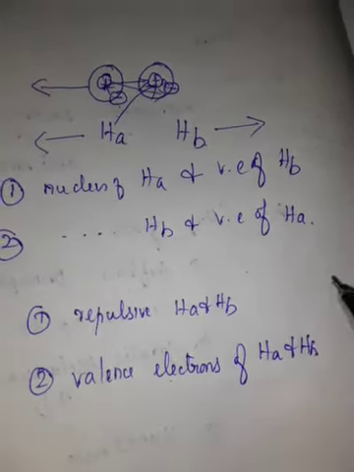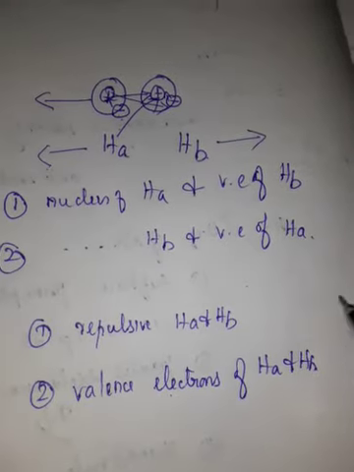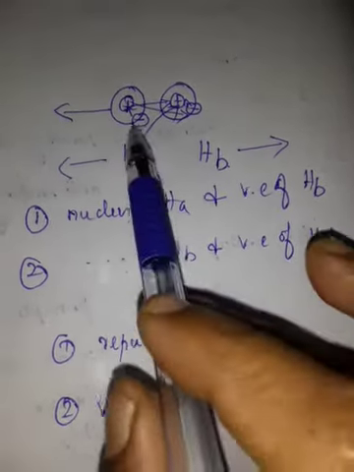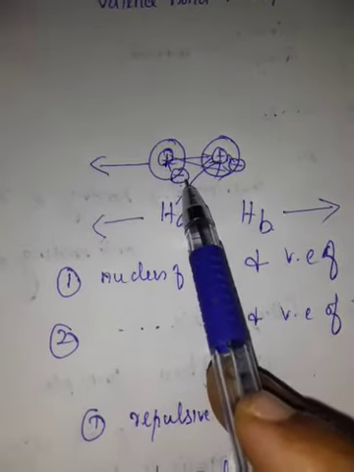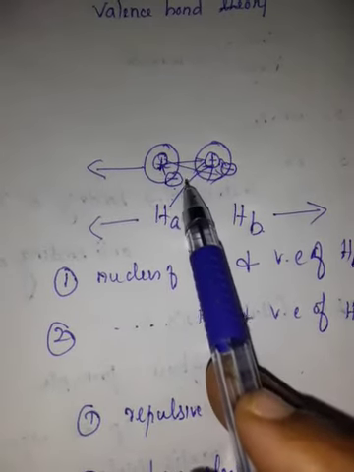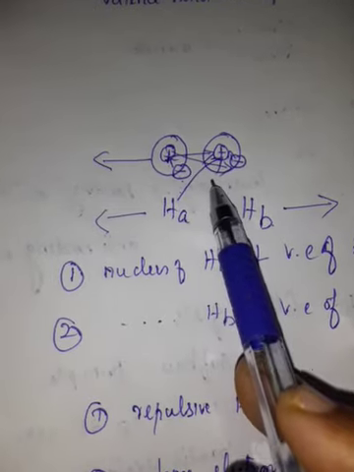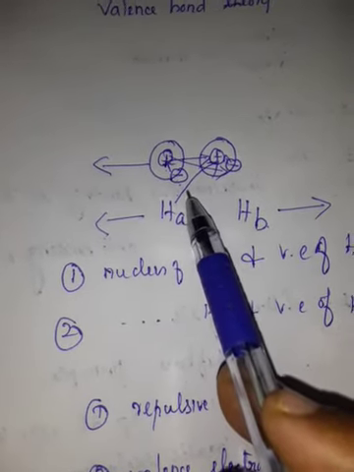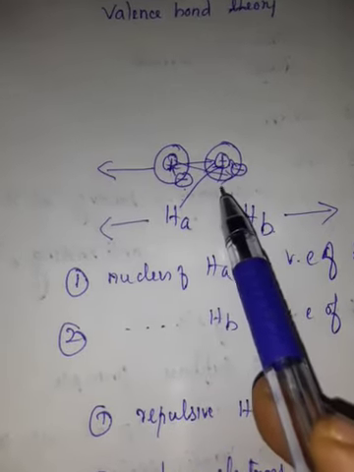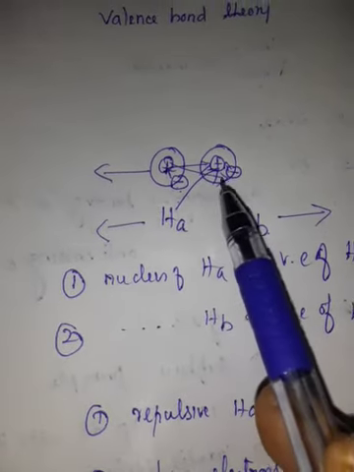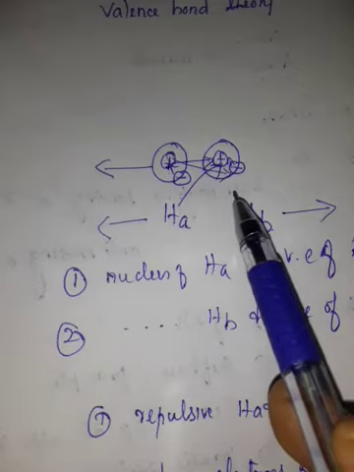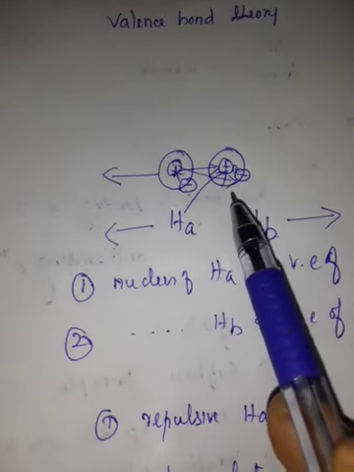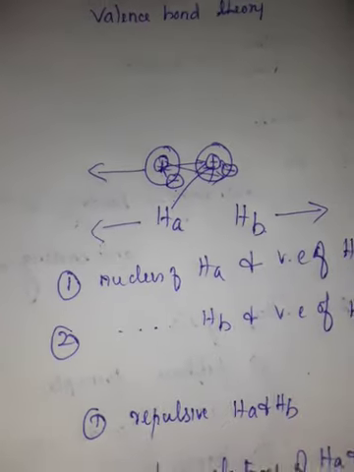So at the initial stage, as the two hydrogen atoms approach each other, the attractive forces are stronger than the repulsive forces and the potential energy decreases. But a stage is reached where the net attractive forces are exactly balanced by the repulsive forces and the potential energy of the system reaches a minimum.